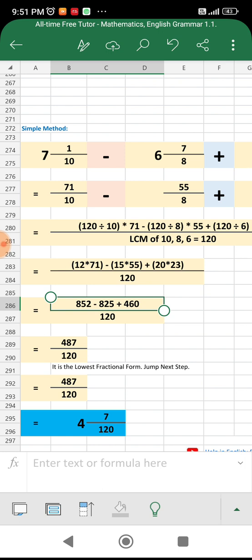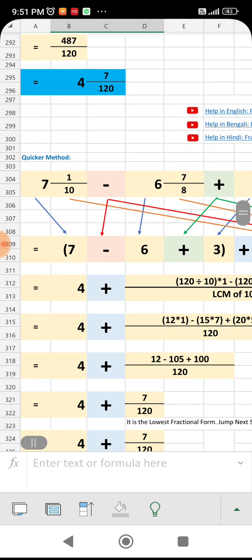I always suggest, whether it is 3 numbers, 2 numbers, 4 numbers, 5 numbers, whatever it is, always go for the quicker method. Practice it, and All Time Tutor is here to correct your mistakes. You practice a few times, you will get your confidence back.